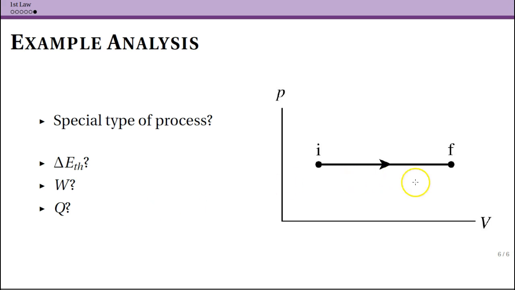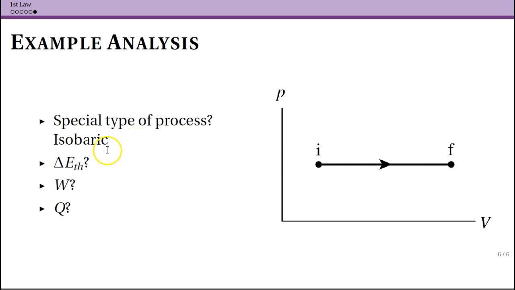Lastly, I want to run through a scenario where I use the first law of thermodynamics to actually analyze this. So there's a few questions that you want to ask, and it's helpful, at least in this case, to go in this order, though the order might vary depending on what you know. First, is this a special type of process? Yes, it is. It's constant pressure. That means it's an isobaric process. Okay, that's something to know about it.